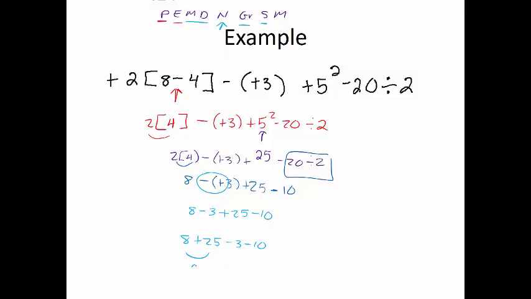25 plus 8 is 33. 10 plus 3 is 13. 33 take away 13. We have more positives. The answer is going to be positive, and 33 take away 13 is 20.